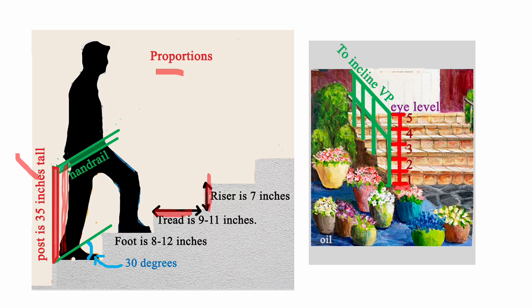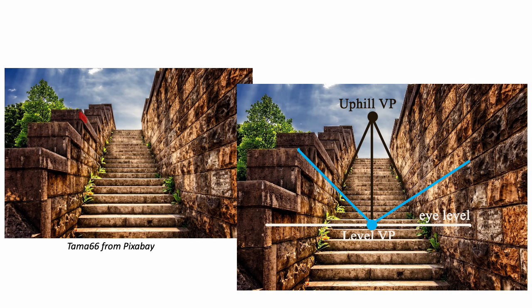So here is one riser, and I added 4 more. So that would be the top of the handrail, and then it would converge toward an inclined vanishing point above eye level. It's important to make the walls on the side of the stairs horizontal so that they converge toward a vanishing point on eye level. And again, that level vanishing point is vertically below the uphill vanishing point used by the incline.